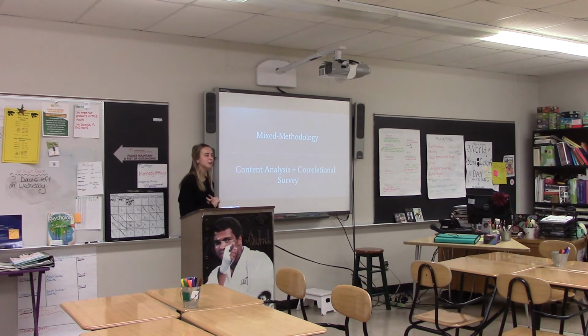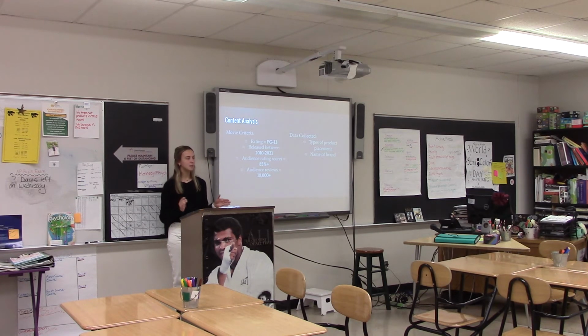I started off with a content analysis and then followed that with a correlational survey. So I started off with the content analysis. That was the primary method used because I needed to collect the data to then use it in essential questions in the correlational survey afterward. I used 8 movies within my content analysis. There were 2 from each of the genres: romance, sci-fi, mystery or thriller, and action-adventure.